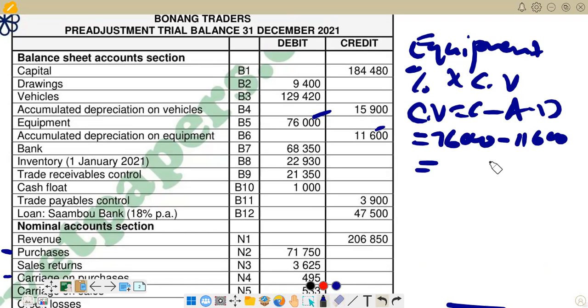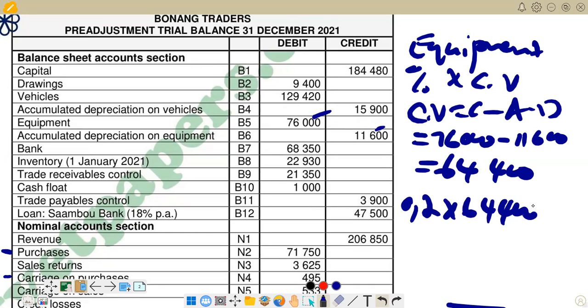Right. We calculate that one, 76,000 minus 11,600. Let's try to see what we get there. 76,000 minus 11,600. We are going to get 64,400. So this is our carrying value, 64,400. And now we say percentage. I remember the percentage is 20%. So 20% is 0.2. So 0.2 times 64,400. You multiply that one.